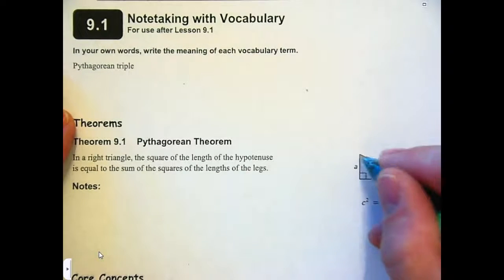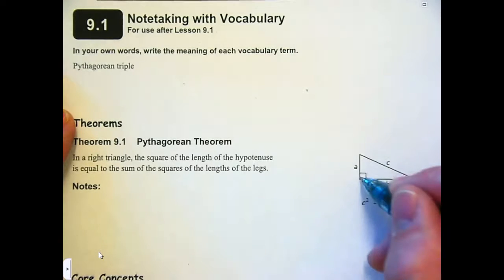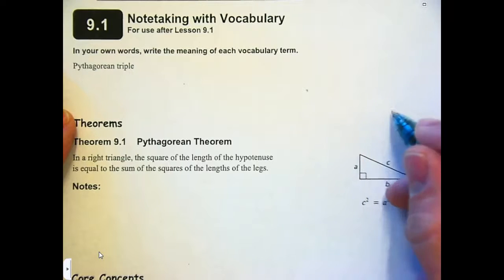That means if I take a right triangle, it only works on a right triangle, and I add the square of the legs, this leg squared plus that leg squared, it'll give you the square of the hypotenuse.